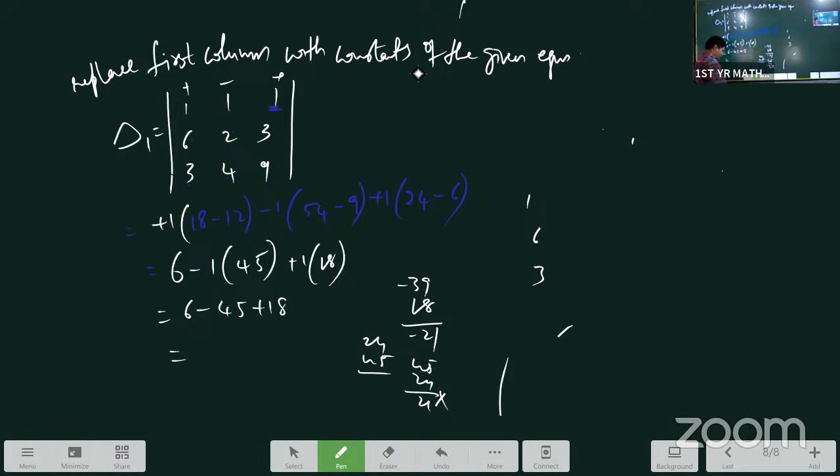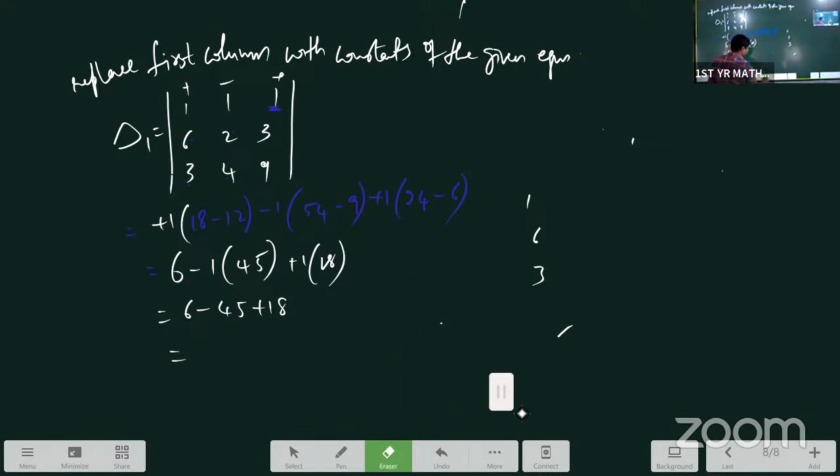Okay fine. So this calculation, what I'm going to get is minus 21. So this is your delta 1.